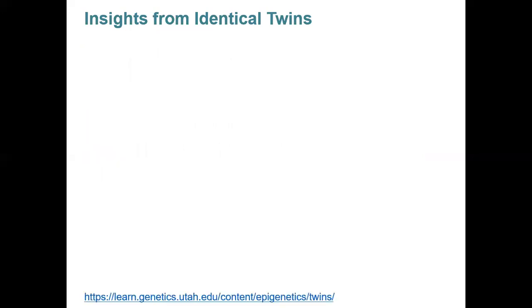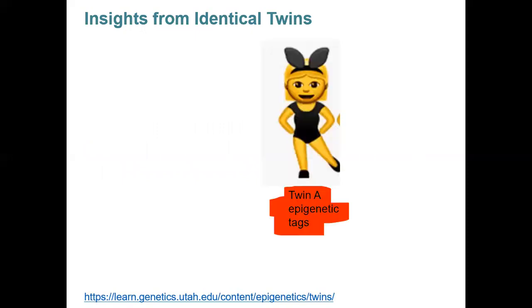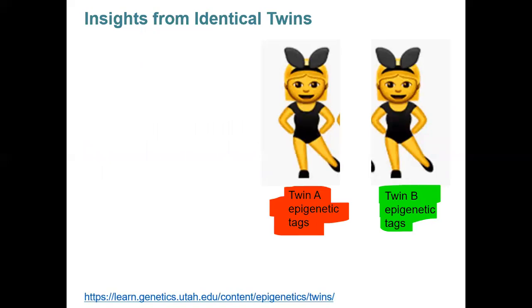All right. Insights from identical twins. Twins start out with identical placement of epigenetic tags, meaning methyl groups. Their epigenomes are identical, but as they grow older, their epigenomes become more and more different from one another.